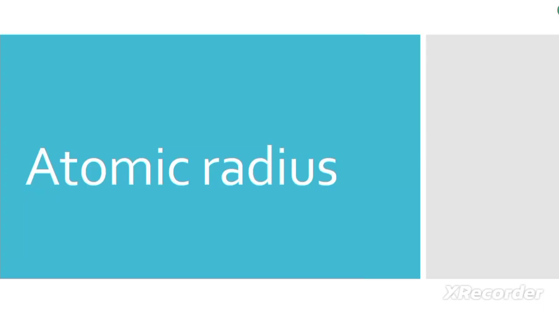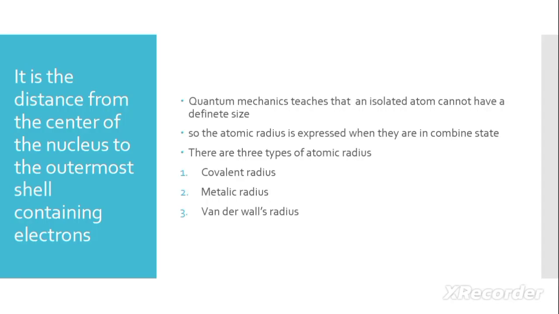We will begin our discussion on the periodic trends. I have said in the previous video that we are going to learn about periodic trends in the near future, and this is the beginning of periodic trends. We will begin with atomic radius. The first periodic trend that we are going to learn here is atomic radius.